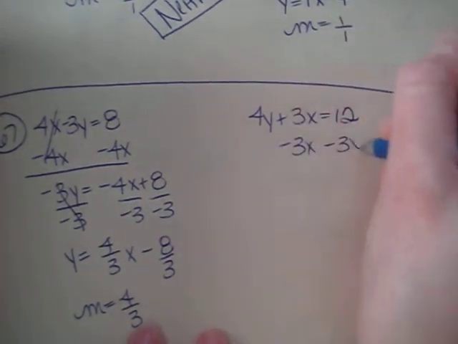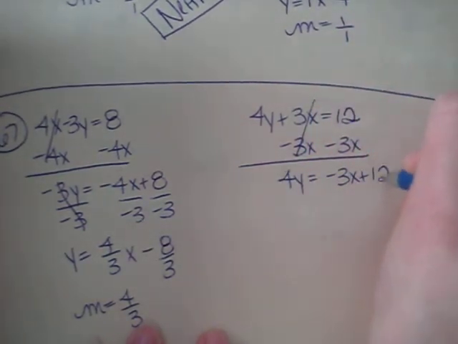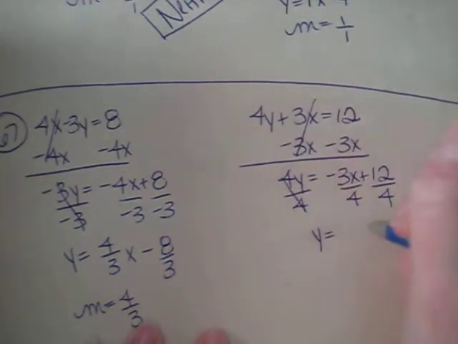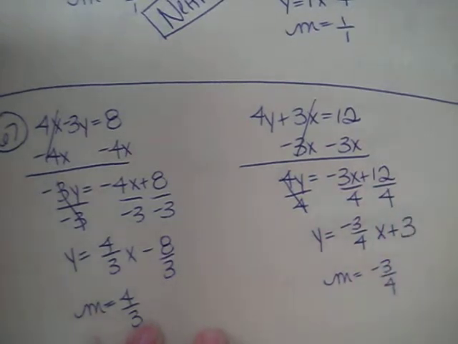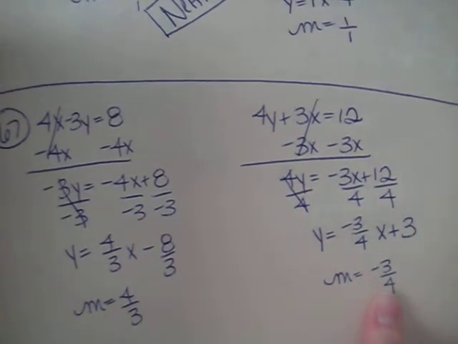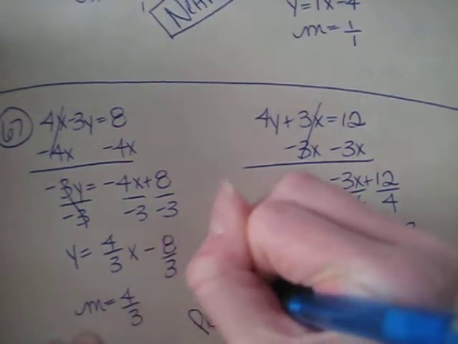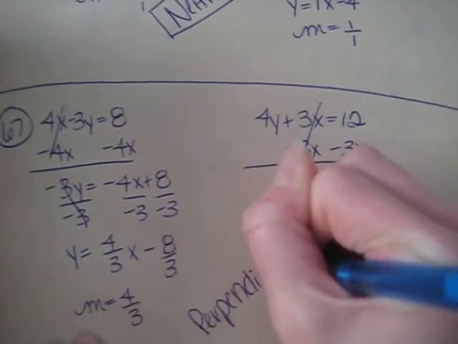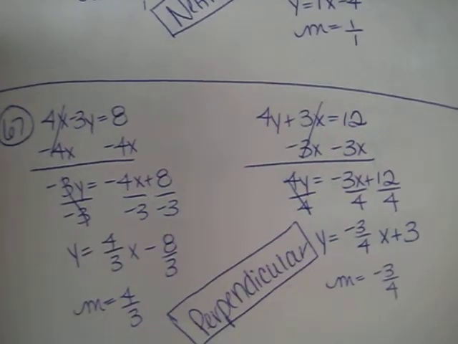Minus 3x on both sides. 4y equals negative 3x plus 12. Divide everything by 4. I get y equals negative 3/4 x plus 3. And my slope here is negative 3/4. Okay? Looking at these two slopes, what's the relationship? This is 4/3, this is negative 3/4. They're negative reciprocals. Negative reciprocals indicate that the two lines are perpendicular to one another. And you can see that answer again in your notes.